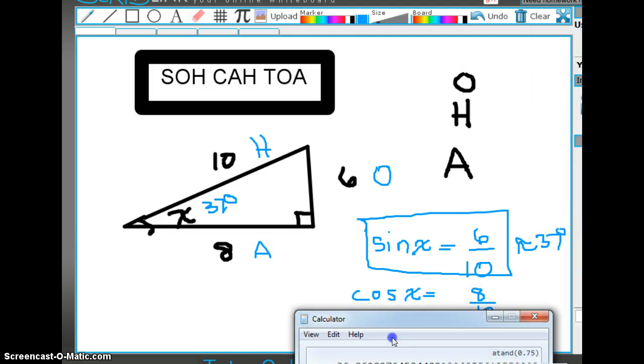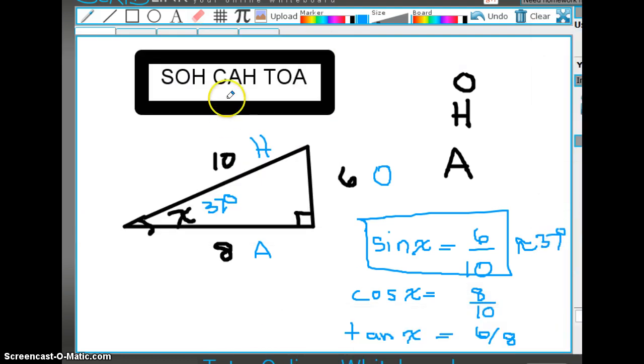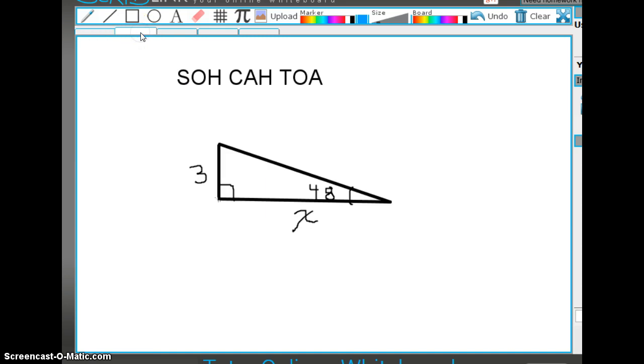Let's try using SOHCAHTOA for a different type of problem. Suppose you're given that this angle is 48 degrees, but you don't know a side of this triangle. So remember, opposite, adjacent, and hypotenuse is what we have to use. We label the sides that we're given. Across from 48 is the opposite. This x is adjacent. We don't write hypotenuse because there are no numbers for it.